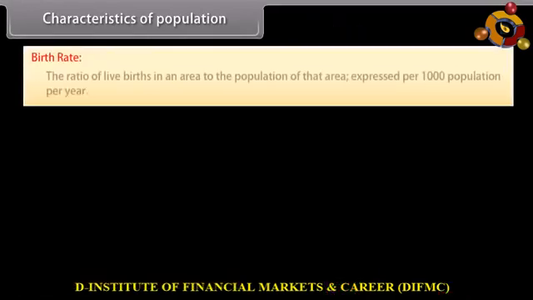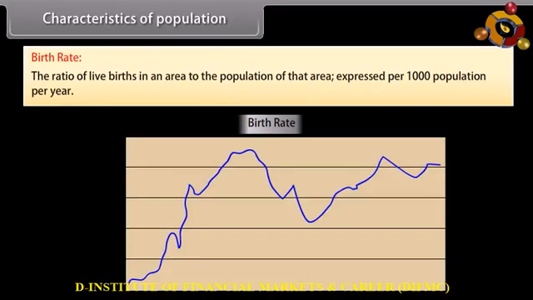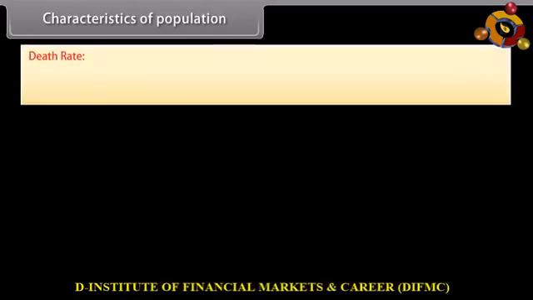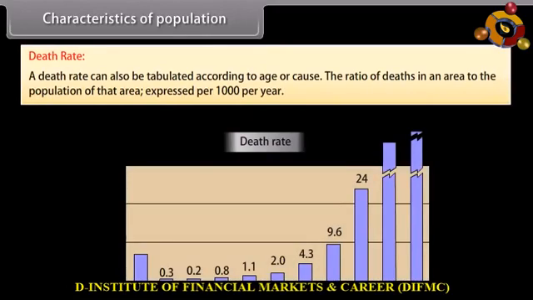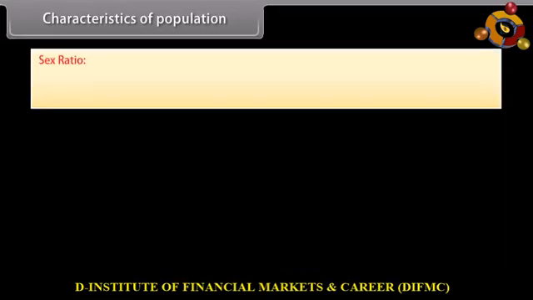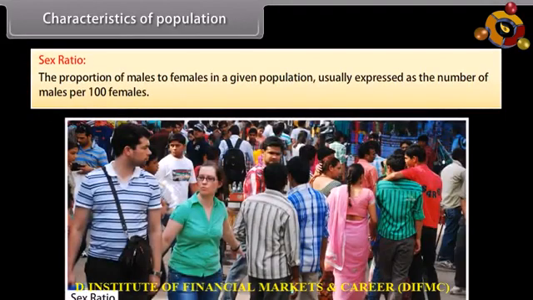Birth rate. The ratio of live births in an area to the population of that area, expressed per 1,000 population per year. Death rate. Death rate can also be tabulated according to age or cause. The ratio of deaths in an area to the population of that area, expressed per 1,000 per year. Sex ratio. The proportion of males to females in a given population, usually expressed as the number of males per 100 females.